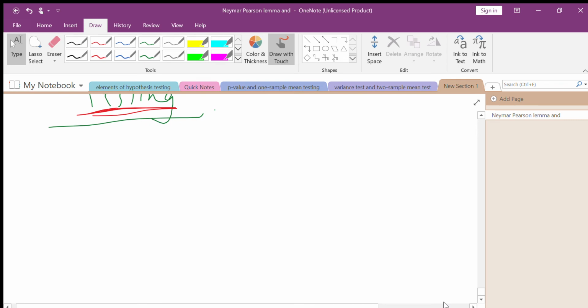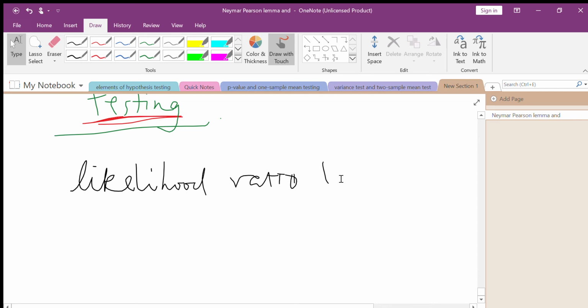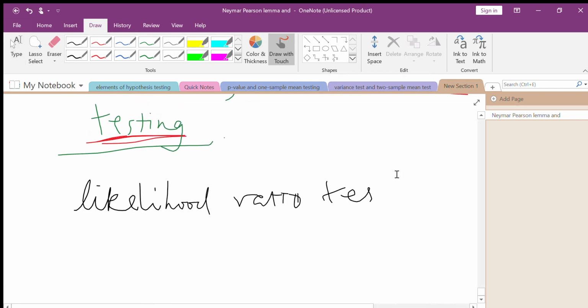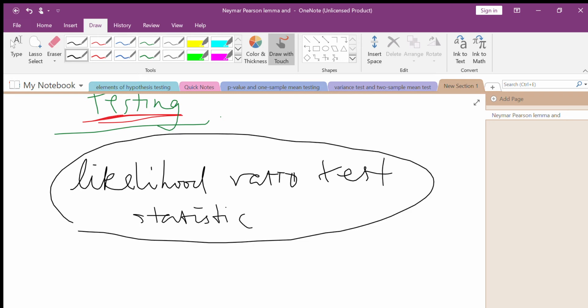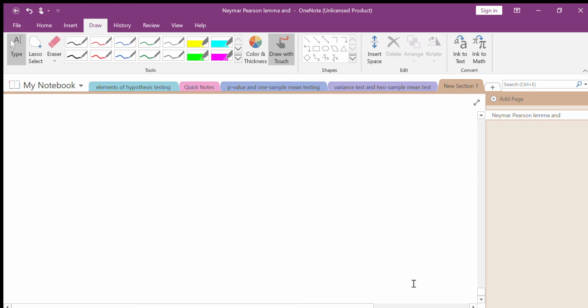Okay, so this way is called the likelihood ratio test statistic. So this is the second topic of today's lecture, the likelihood ratio test statistic. How is the likelihood ratio test statistic defined?